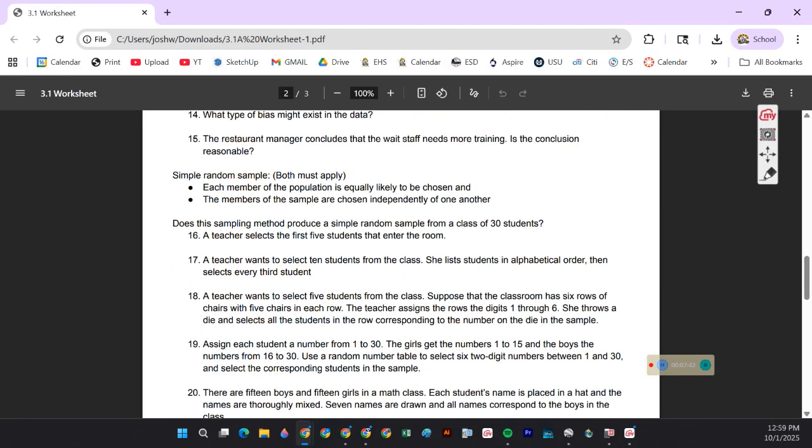All right, so simple random sample. In order for something to be a simple random sample, two things must be true. First, each member of the population is equally likely to be chosen, and the members of the sample are chosen independently of one another. Now, simple random samples are king. That is what we strive for in statistics. It's not always possible, but doing a simple random sample is the best way to ensure that your sample looks like the population.